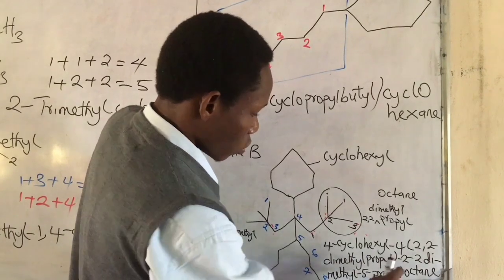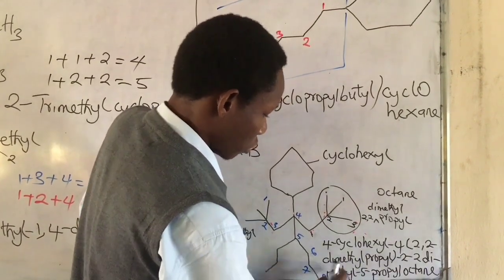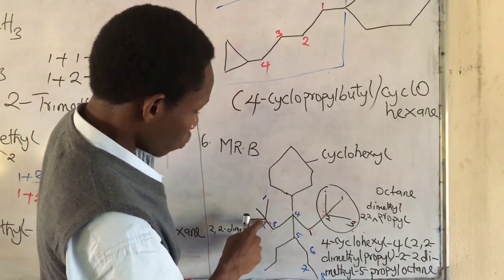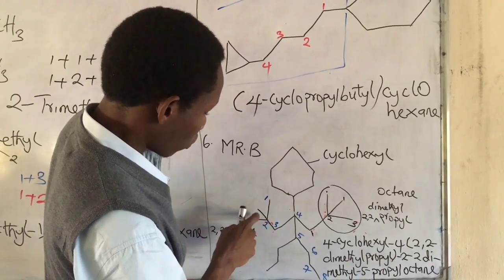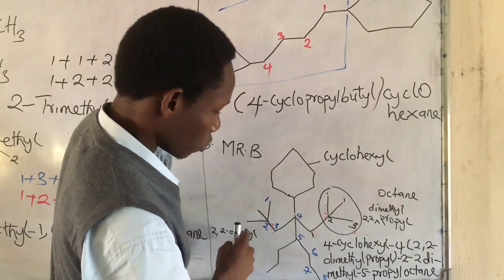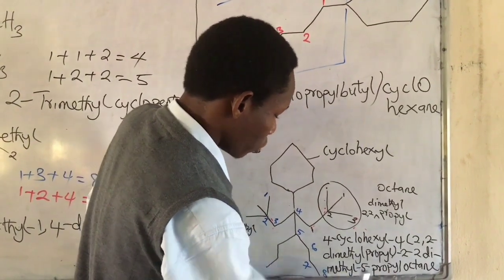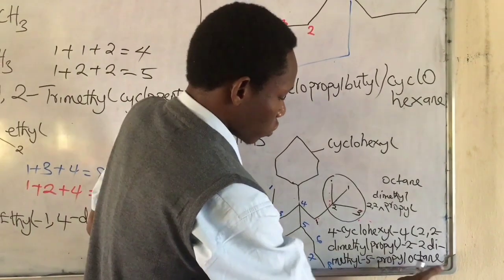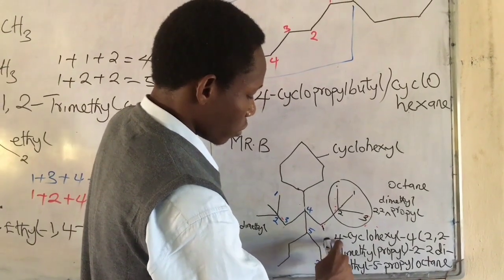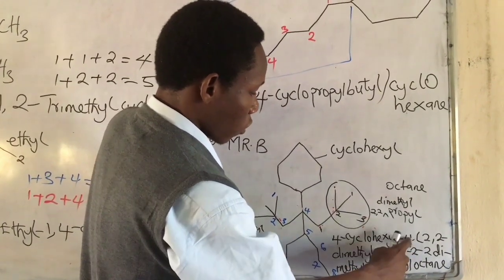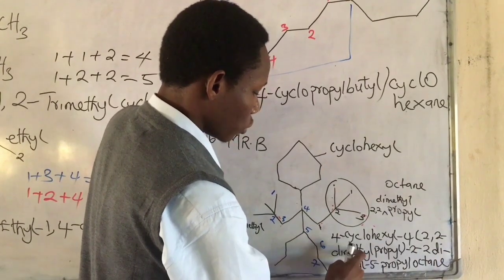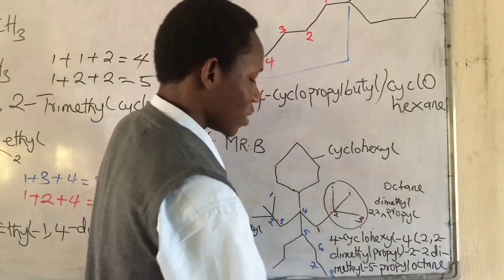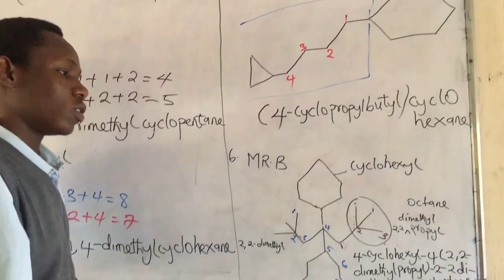Apart from that, we also have 2,2-dimethyl. That is here. On carbon 2, we have what? On carbon 2, we have another 2 methyl group. 2,2-dimethyl. And then finally, we have 5-propyl. On carbon 5, we have another what? Propyl. The longest chain is what? Octane. Therefore, the name will be 4-cyclohexyl, 4-(2,2-dimethylpropyl), 2,2-dimethyl, 5-propyl octane. It's a very long name.